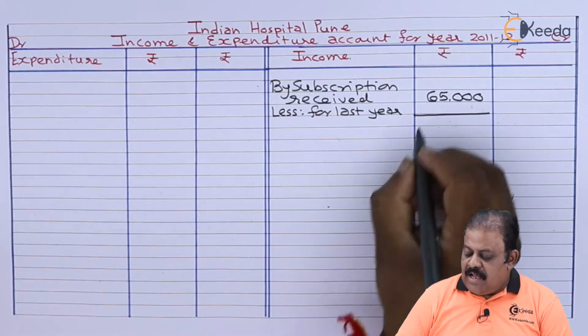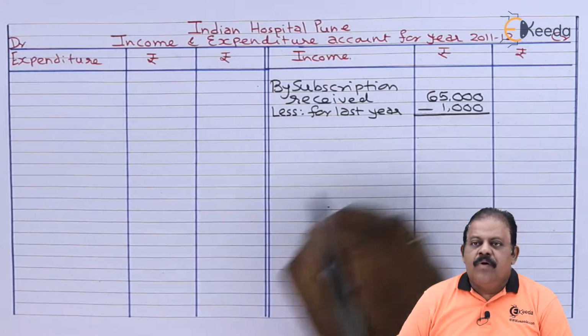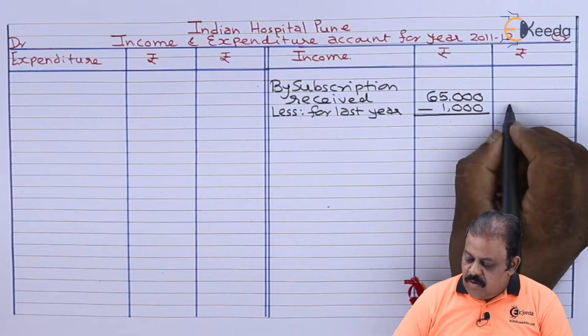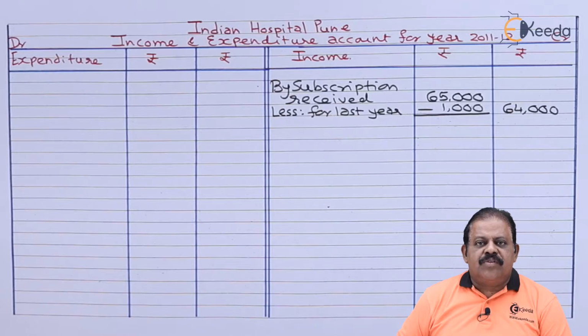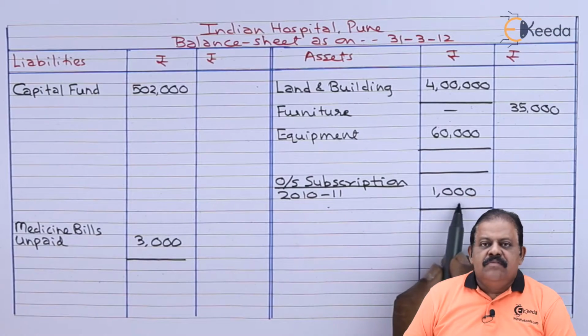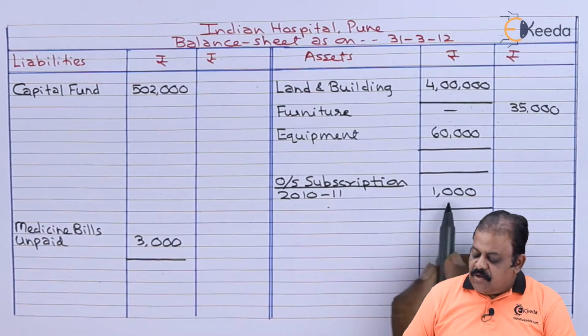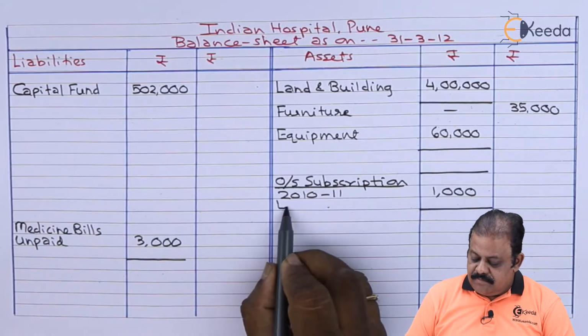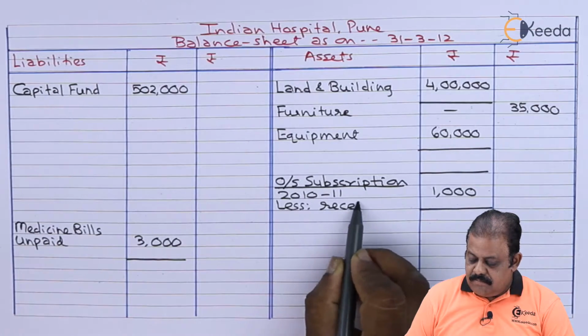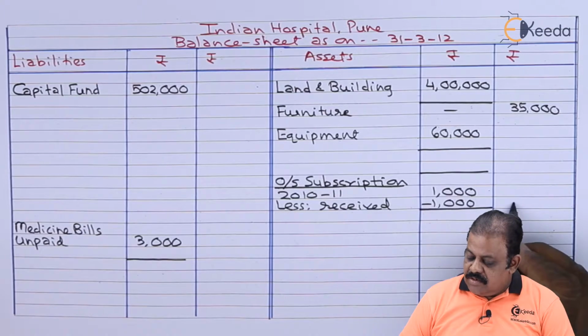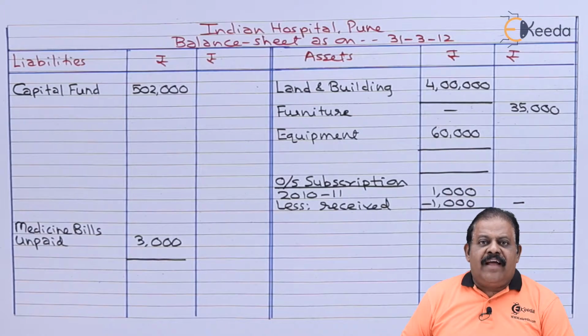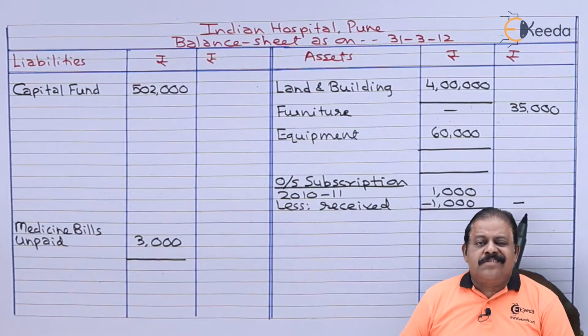It is received for last year, 1,000. So outer column will have 64,000. Here on asset side we have outstanding subscription of previous year 1,000. Less received that amount 1,000. So outer column will not have this item of outstanding subscription.